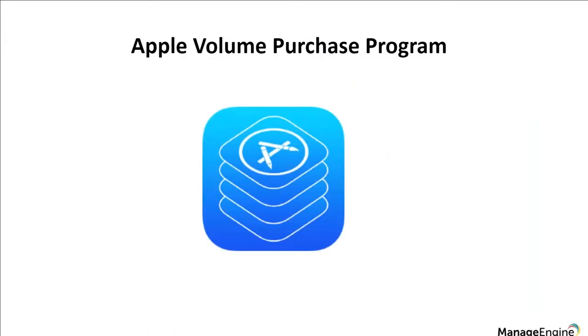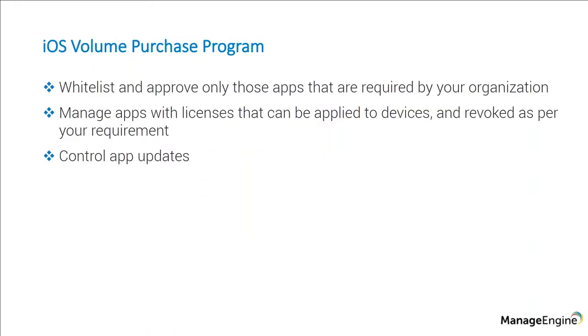Let's take a closer look at the Apple Volume Purchase Program. With the help of the iOS Volume Purchase Program, you can now whitelist and approve only those apps that are required by your organization. You can also manage apps with licenses that can be applied to devices and revoked as per your requirement. And as discussed earlier, you can also control your app updates.